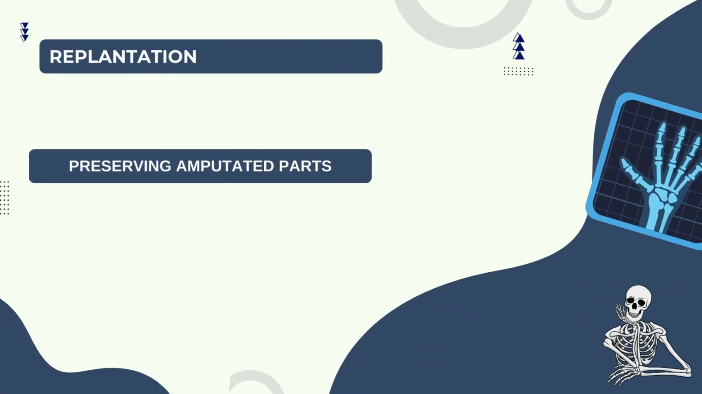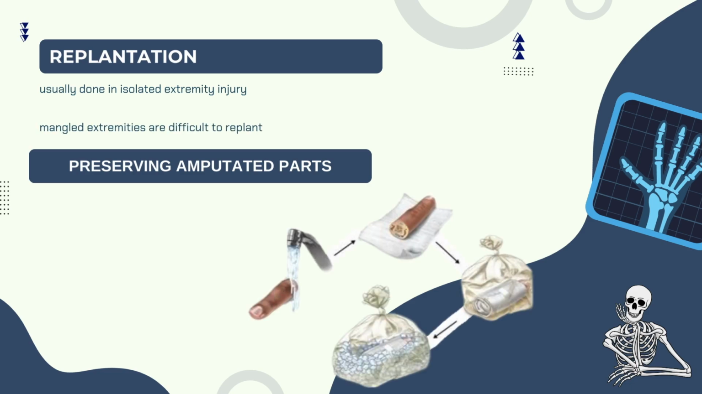Let's see regarding replantation surgeries. Replantation surgeries are usually done in isolated extremity injuries, and if the mangled extremity is there, then it is very difficult to replant the lost limb. So regarding preservation of amputated parts, first we have to wash it thoroughly with isotonic saline. Either saline or Ringer lactate we can use to thoroughly wash the amputated part and wrap it with a moist sterile gauze.